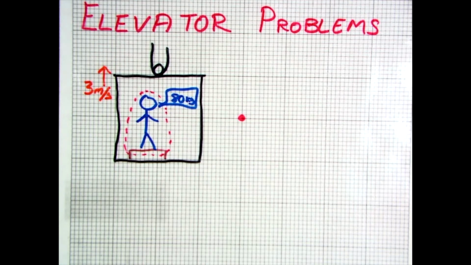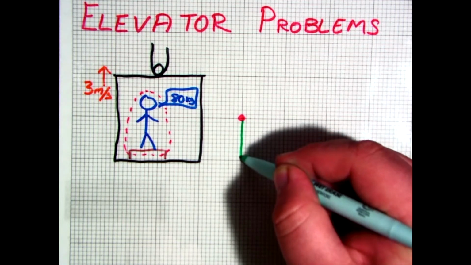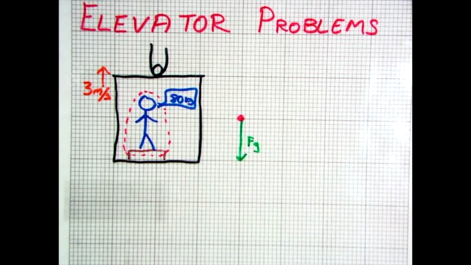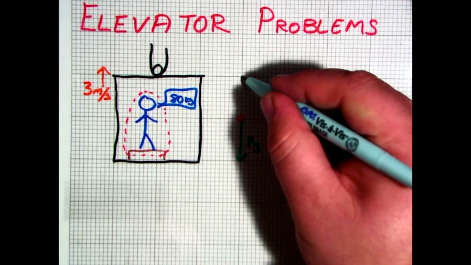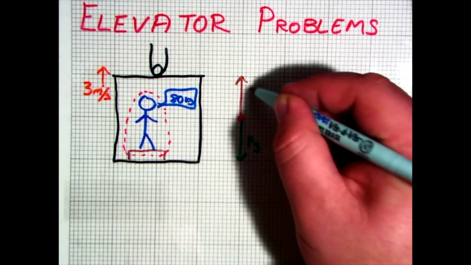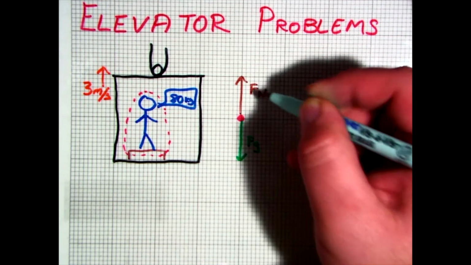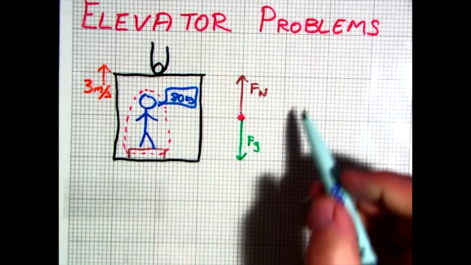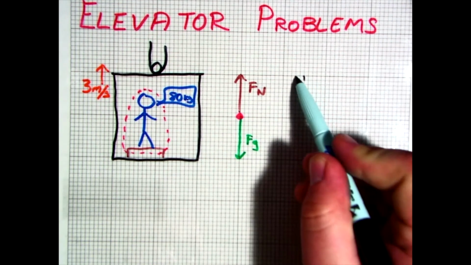So we are now representing the little dude as a dot. And we've got force due to gravity, which is pulling the little dude down. And then we've got the normal force between the little dude and the scale. So that's the force normal right there. Now, we know that because it's traveling at a constant 3 meters per second, these forces are going to be equal to each other.